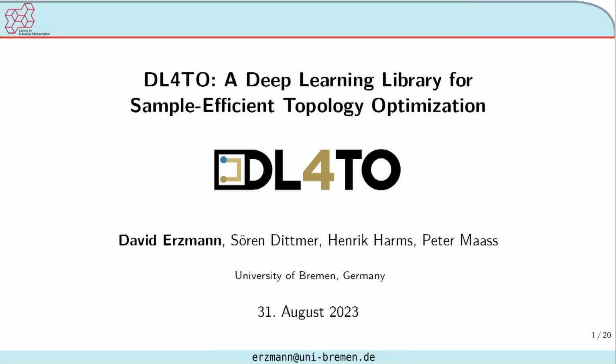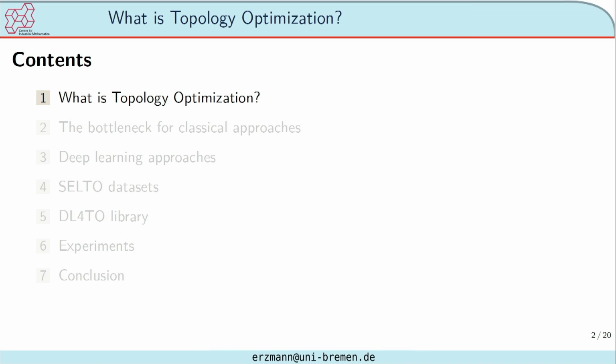And in order to talk about that specifically, deep learning for topology optimization, I need to first talk about the basics a bit. You probably don't know what topology optimization is. So I will first start with an introduction into what is topology optimization. And I will only then talk about deep learning methods for topology optimization, and later talk about my library and about some experiments that I conducted using this library.